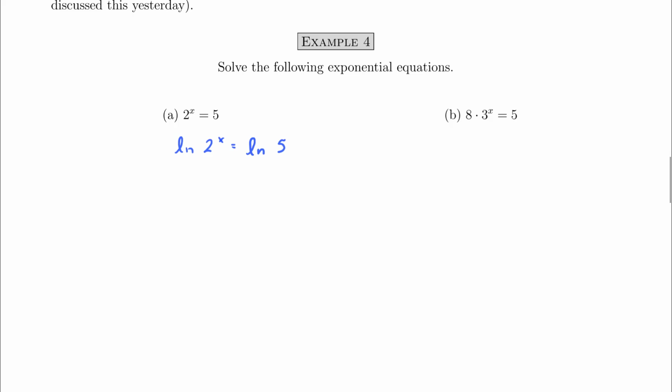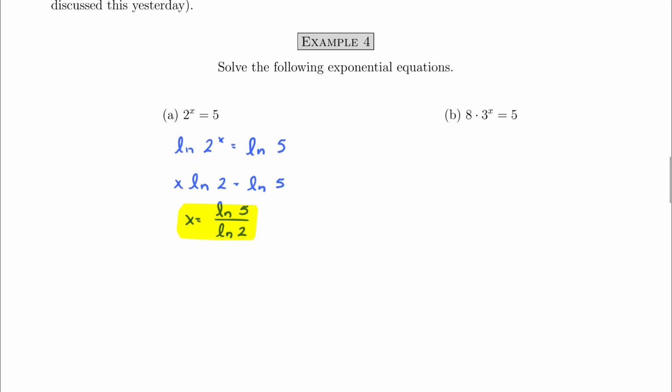I can pull my exponent down front as a coefficient now. And then I can divide both sides by the natural log of 2 to isolate x. And there's my solution. X equals the natural log of 5 over the natural log of 2. That's an exact answer. If you type it in your calculator, you're going to get an approximate answer. So unless told to, leave your answers in exact form.